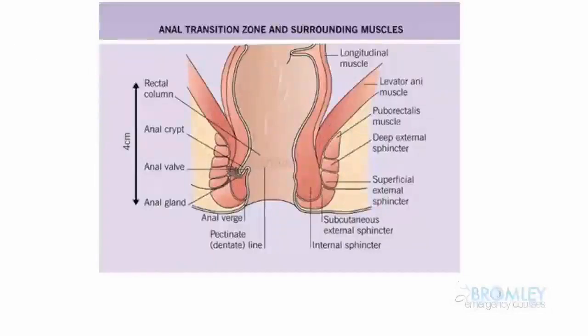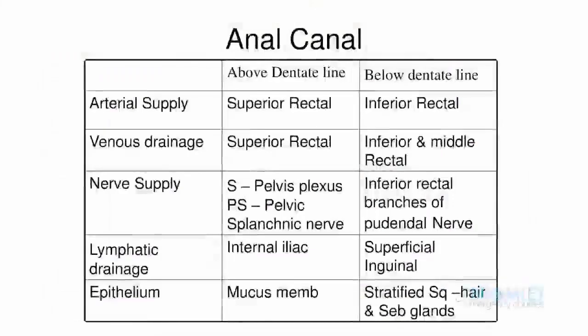Below the dentate line, lymph drains to the superficial inguinal nodes. And of course, the epithelium as well is different because of the developmental structure. Epithelium above the dentate line is mucous membrane, and below it's similar to the skin. So it's stratified squamous epithelium with hair and sebaceous glands.